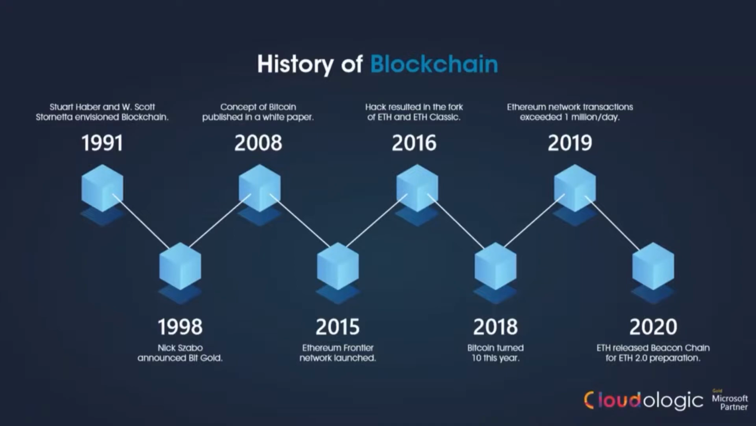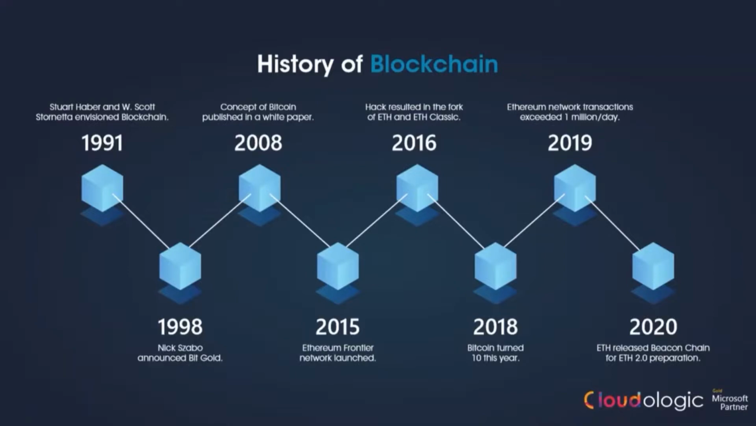In 2016, a bug in the Ethereum decentralized autonomous organization code was exploited, or a hack was exploited, resulting in a hard fork of the Ethereum network into Ethereum and Ethereum Classic. In 2018, Bitcoin turned 10 years. The European Commission launched the Blockchain Observatory and Forum as well.